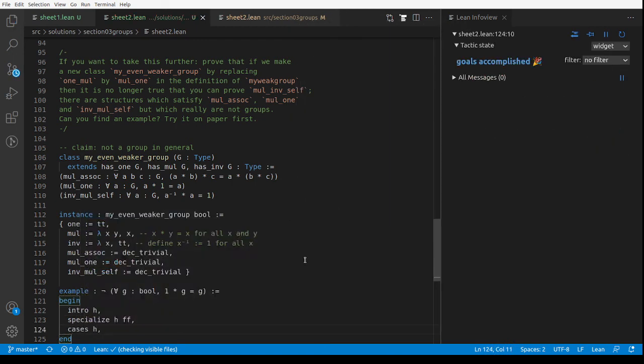So there's a proof that my even weaker group is not strong enough to be a group, because I've given bool a structure of my even weaker group, and I've proved that bool does not satisfy one of the axioms for a group. So there you go. I wouldn't take this stuff too seriously. I'm just showing you other things that Lean can do, some of which I haven't talked about in the course notes. So don't worry too much if you didn't follow that last bit.